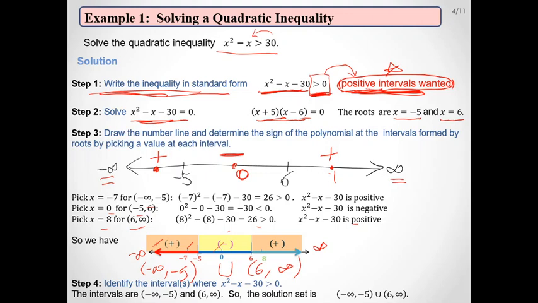Here, one important thing is this is a strict inequality. So in strict inequality, no brackets. If you have strict inequality, there's no equal case, so we don't use the brackets. We use parentheses here.